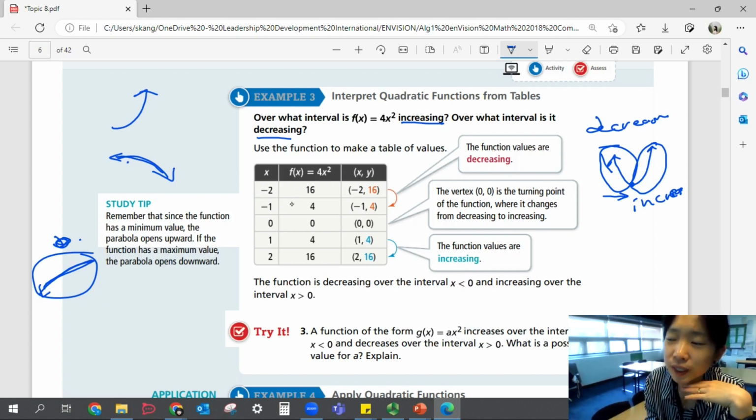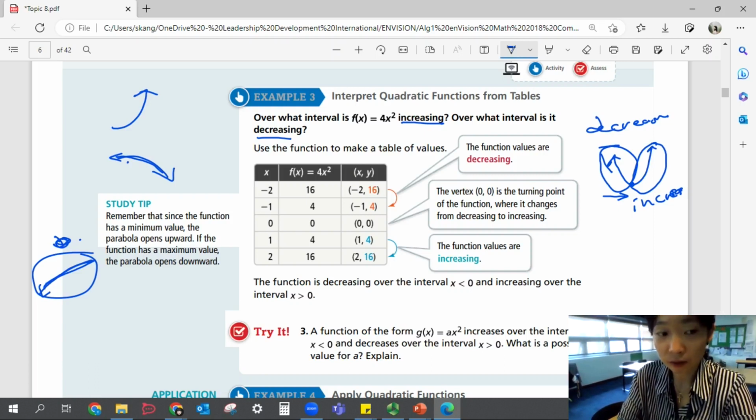Let's look at try number 3. A function of the form g of x is equal to ax squared increases over the interval x less than 0, so when x is negative, and decreases over the interval x is greater than 0, so when x is positive. What is a possible value for a? So it doesn't have to be exactly one answer, okay? We're looking for a possible value for a. There could be more than one answer, but try to come up with your own answer, okay?